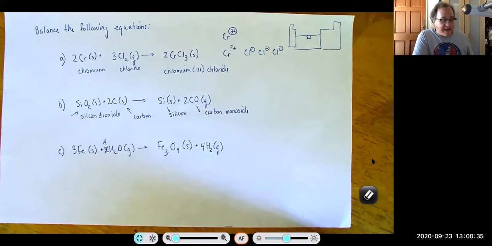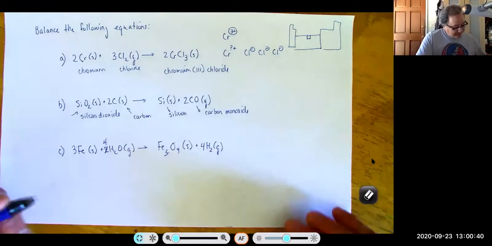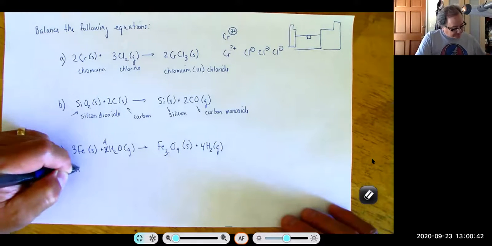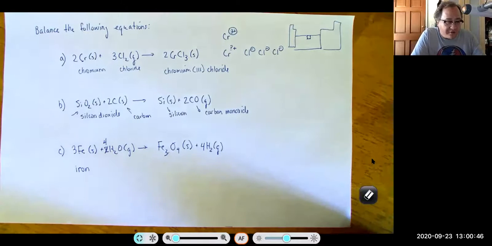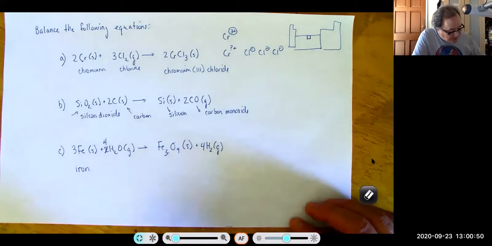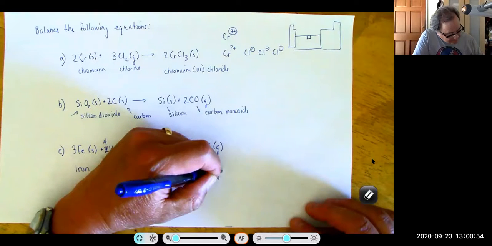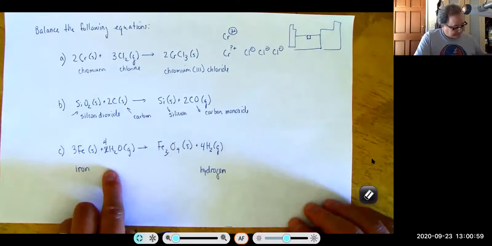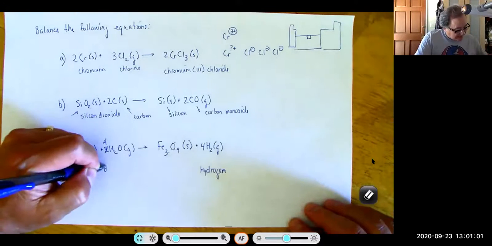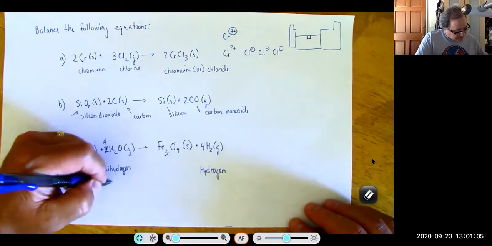Okay, well, let's go ahead and name these. Let's do the easier ones first, the elements. This one's called iron. It's spelled iron, but you say it iron. This one here is called hydrogen. What do we call this one? Dihydrogen monoxide.